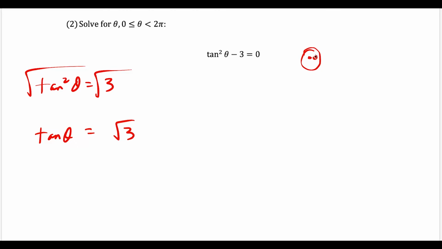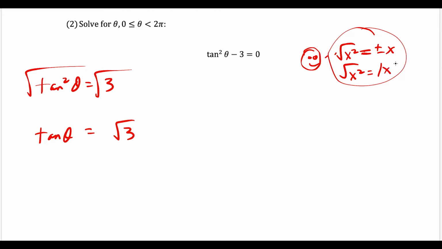This is a very dangerous trap. You have to think here, the square root of x squared is equal to plus or minus x, not just x. So we have to include that plus or minus, and the reason being is the concept is that the square root of x squared is actually absolute value x. So here we have to tack on the plus or minus.